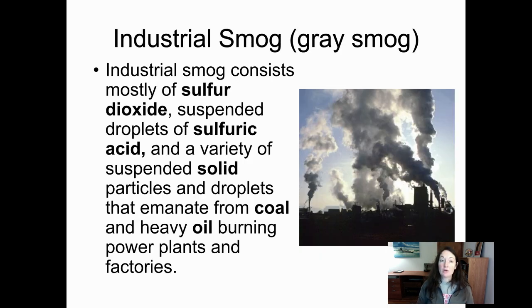Industrial smog also contains sulfur dioxide, which eventually becomes sulfuric acid when it's mixed with water. And there's another great portion of that industrial smog that has particulates in it. So particles and droplets that come from coal or oil. So industrial smog has more of a gray color. So this is a little bit different than the brown smog that you often see in a city. This will take place a lot in areas where you have a lot of manufacturing or power plants.